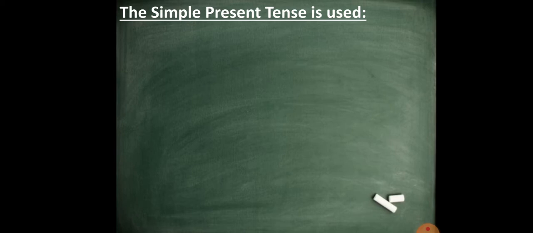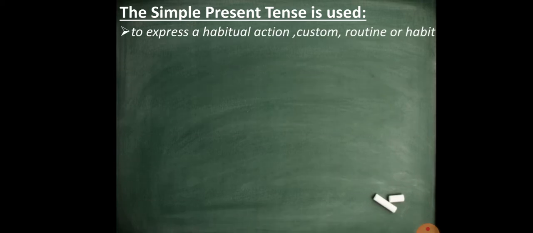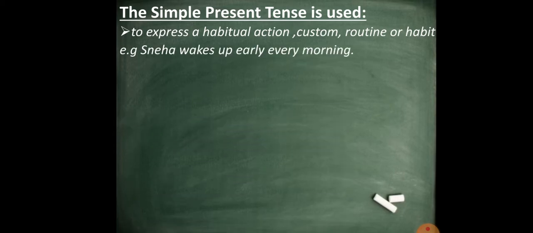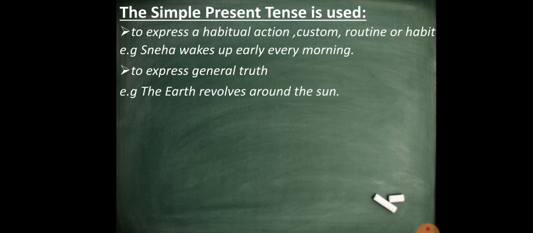The simple present tense is used to express a habitual action, custom, routine, or habit. For example, Sneha wakes up early every morning. It is also used to express general truth. Example, the earth revolves around the sun.